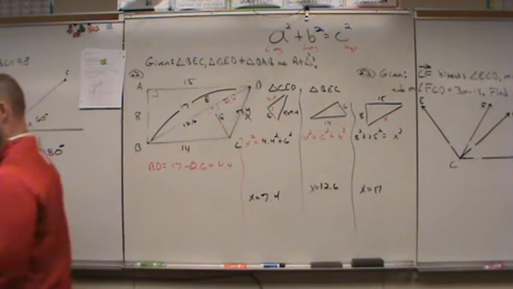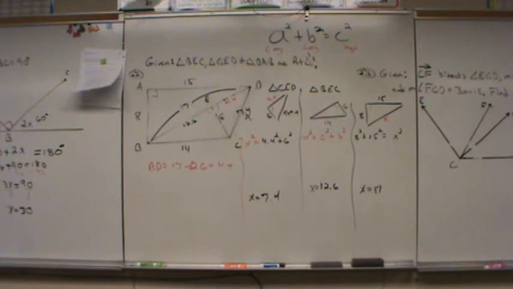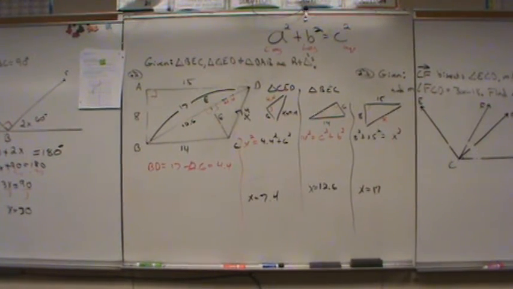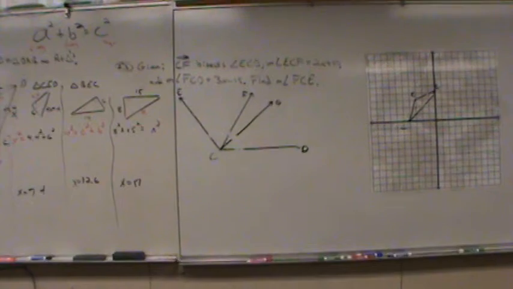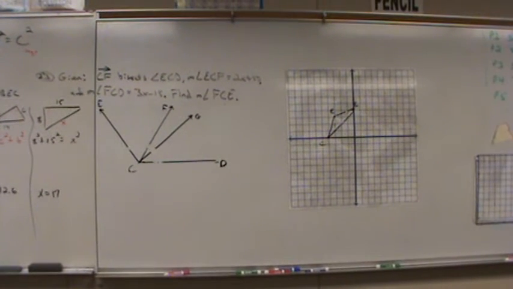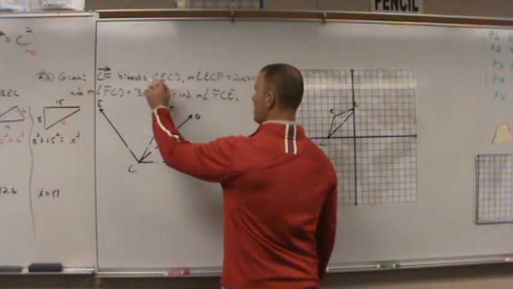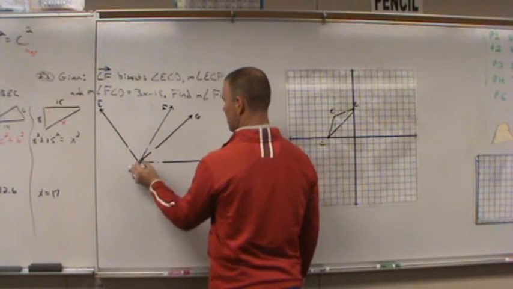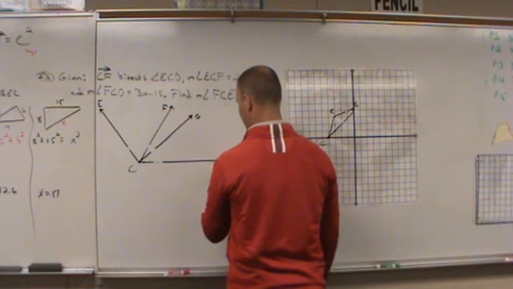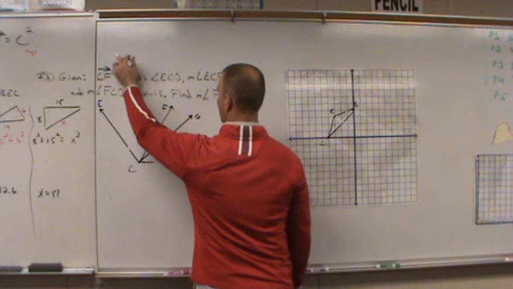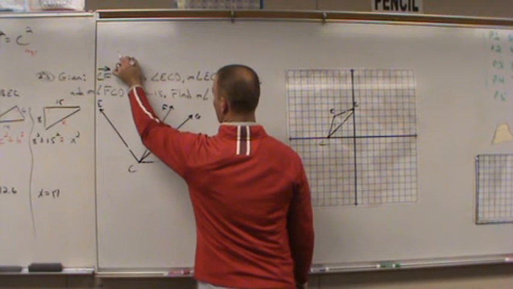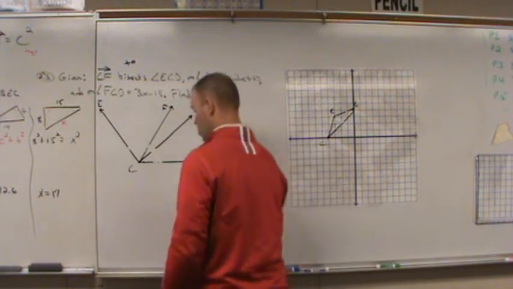All right, the last thing I'm going to cover today, just because I'm kind of running out of time here, is the angle bisector one. It talks about CF bisecting ECD. So find E, find C, and find D. What does a bisector do? A bisector bisects something into two equal parts.